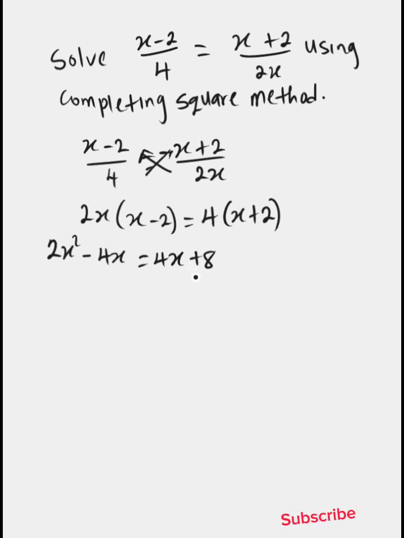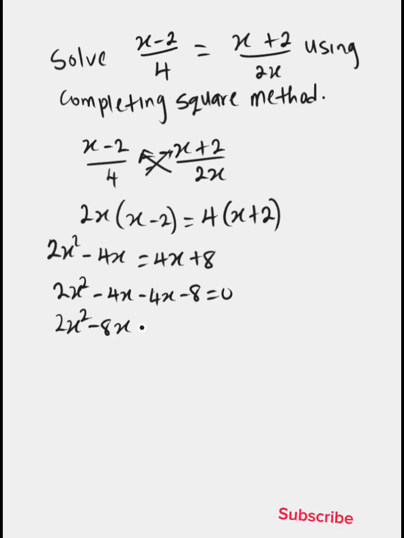Let's bring all to the left hand side. So I have 2x squared minus 4x minus 4x minus 8 equals 0. 4x and 8 I've taken to the right hand side. Then add these like terms, negative 4x minus 4x. So we have 2x squared minus 8x minus 8 equals 0.